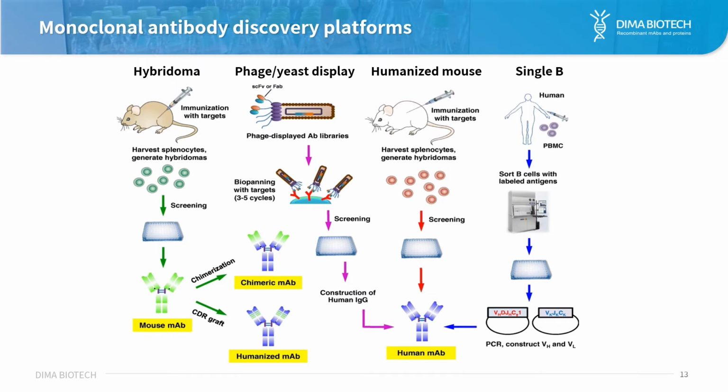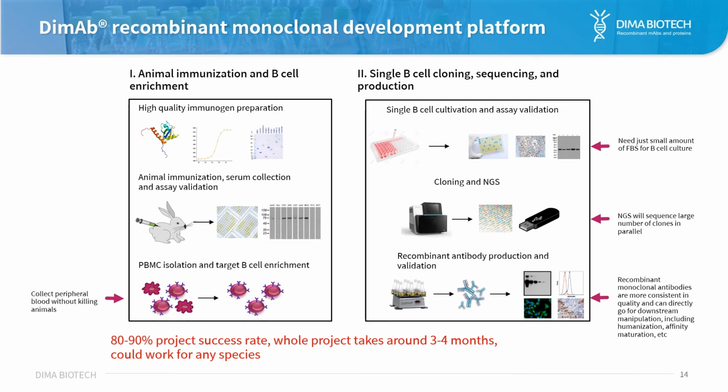In the following slides, I will talk about our DimAb single B-cell cloning technology and how it is different from other B-cell cloning platforms. Here is the procedure for our DimAb recombinant monoclonal antibody development. First, the animal is immunized with functional proteins. If the animals get a good immune response, we separate B cells from PBMC or splenocytes by enriching with target protein. All the B cells are disseminated into 96-well plates. Each well will only hold one B cell.